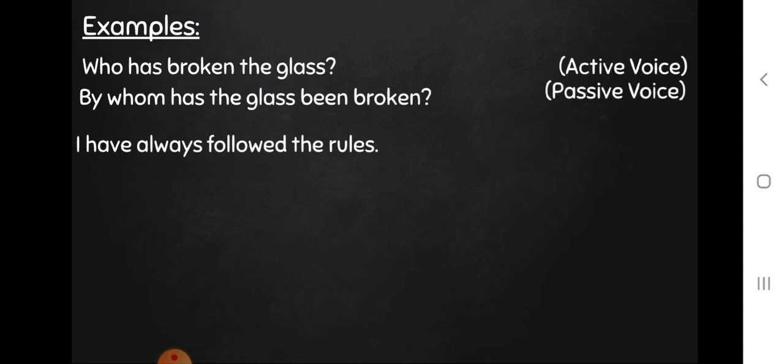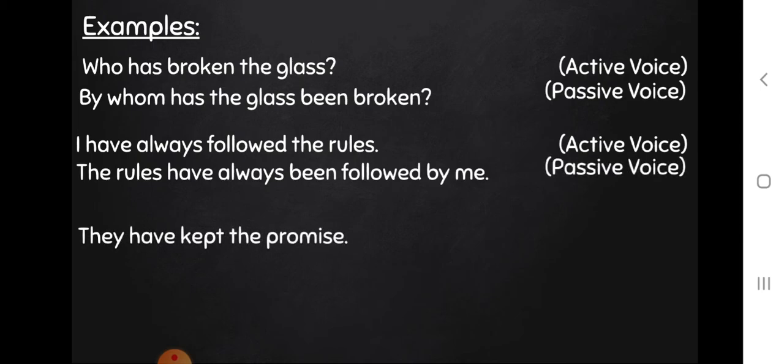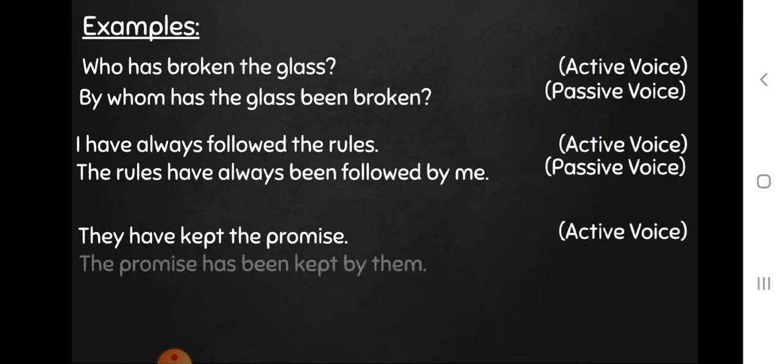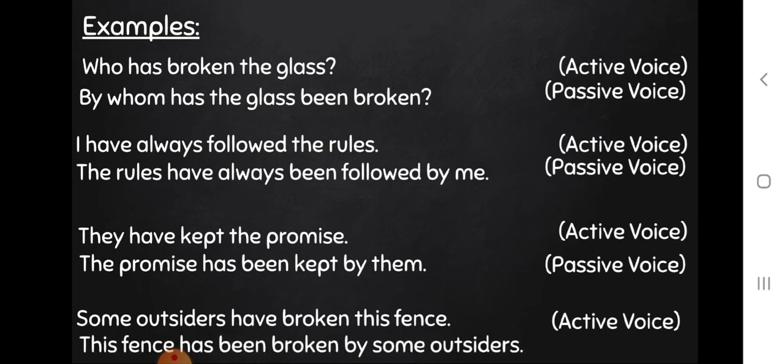I have always followed the rules. The passive will be the rules have always been followed by me. They have kept the promise. The passive will be the promise has been kept by them. Some outsiders have broken this fence. The passive will be this fence has been broken by some outsiders.